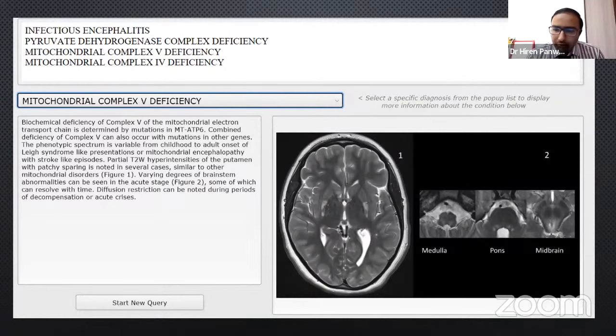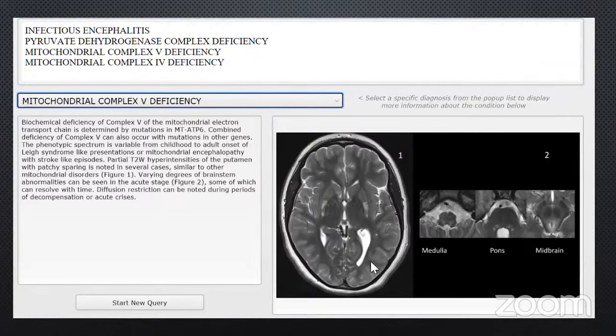For example, they had very few cases of infective encephalitis involving the basal ganglia. But I would expect that if it was India, we would have seen more infective encephalitis involving the basal ganglia. So that kind of change will be there because we have a different cohort of patients in our population.